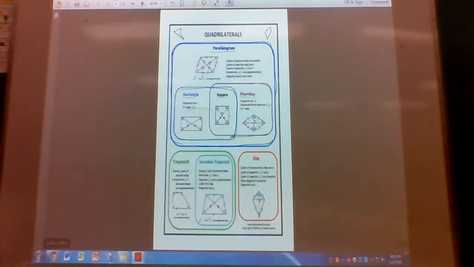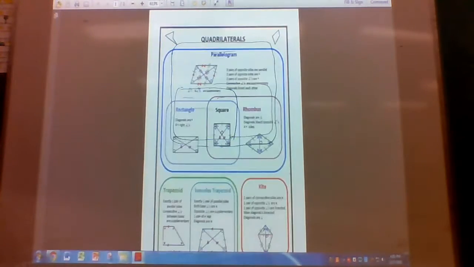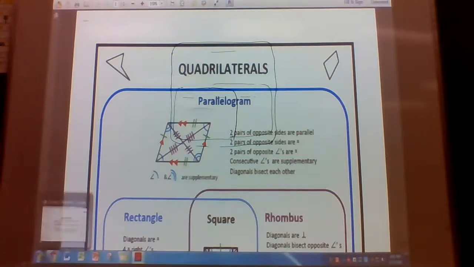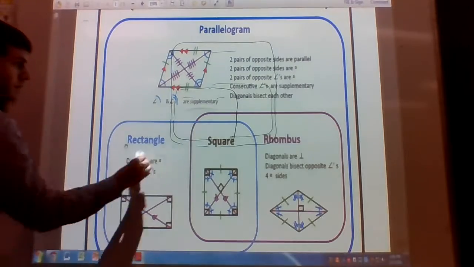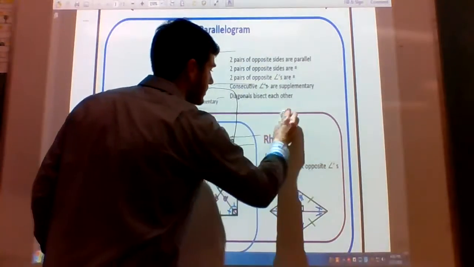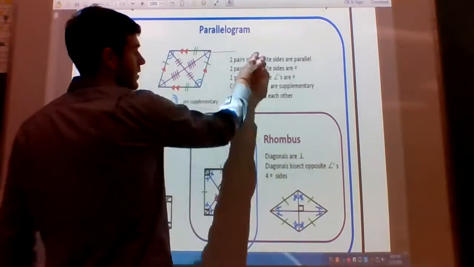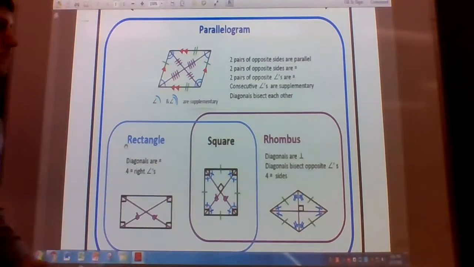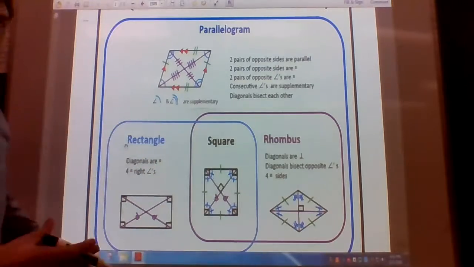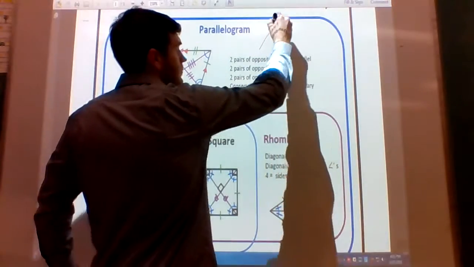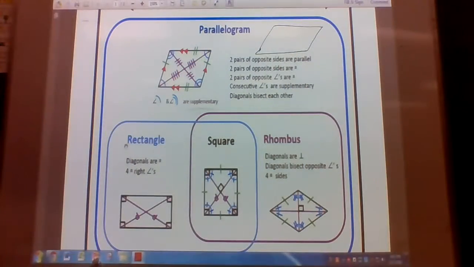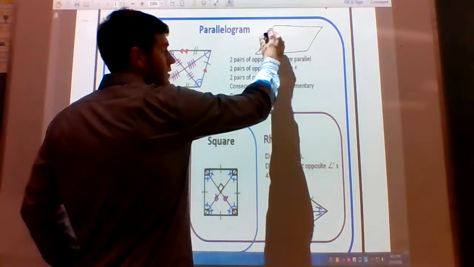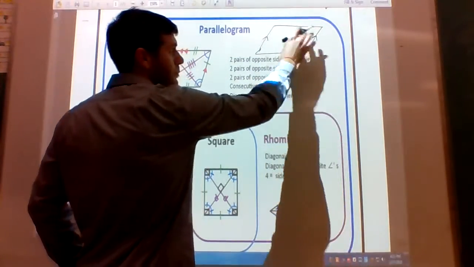Let's focus on the properties of the parallelogram. So we zoom in on the parallelogram portion. Parallelograms are defined by having 2 pairs of parallel sides. That happens to be our first property. Since this already has everything, I'm going to try to draw things individually so we can see what each one is talking about. So 2 pairs of opposite sides are parallel. That means this side is going to be parallel to the opposite side, the side across from it.